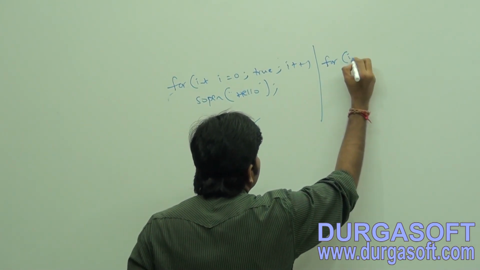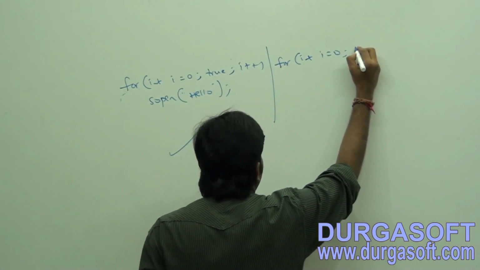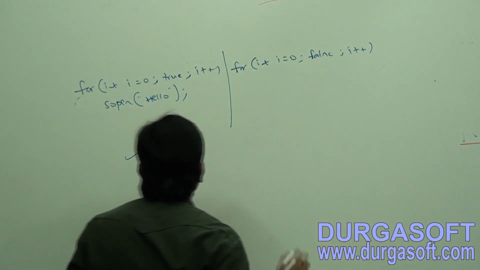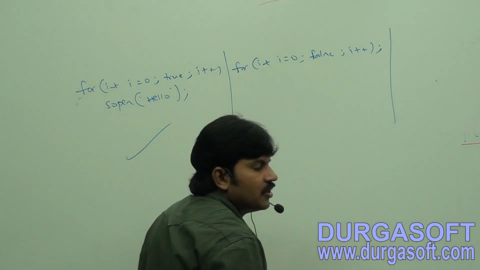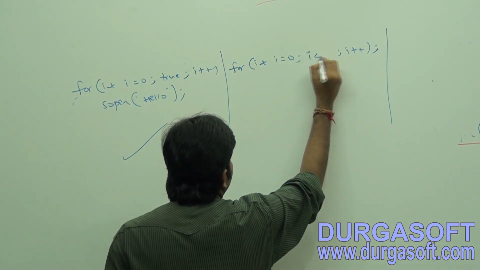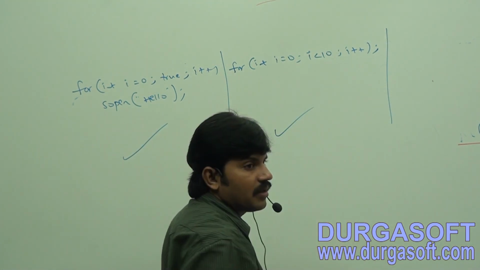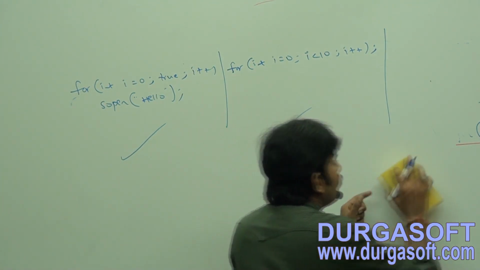For int i = 0, i < 10 anyway, or otherwise some false I'm taking, i++, and just a semicolon I'm taking. Valid or invalid? One minute. Let me take i < 10, okay, semicolon. Valid or not? Valid, because a semicolon is a valid Java statement. No problem at all. It is valid, right?